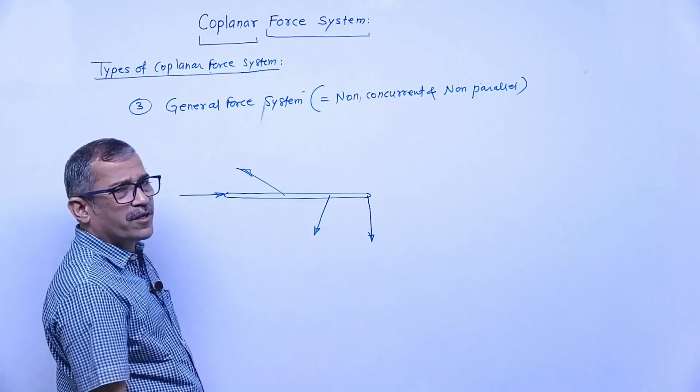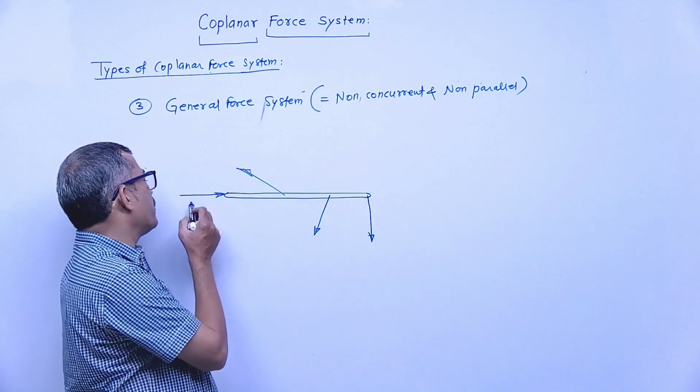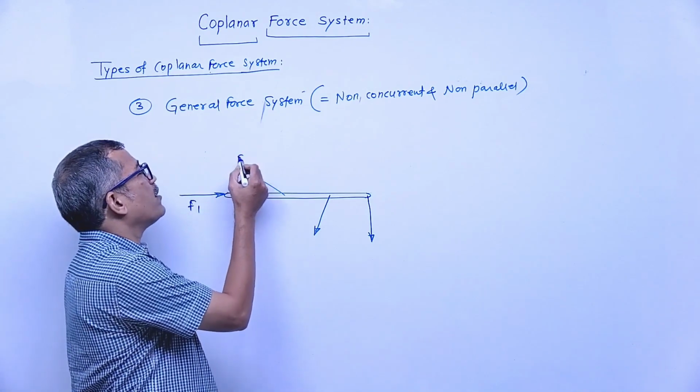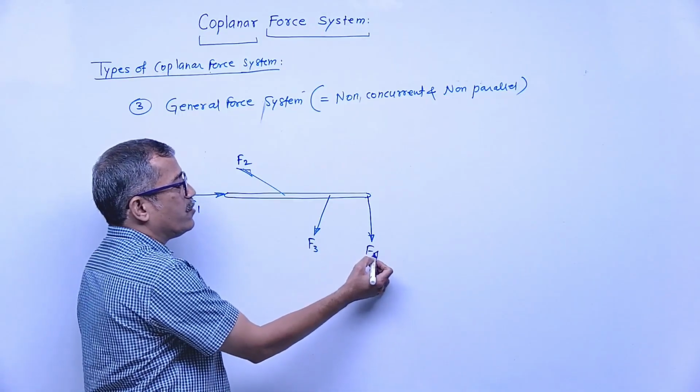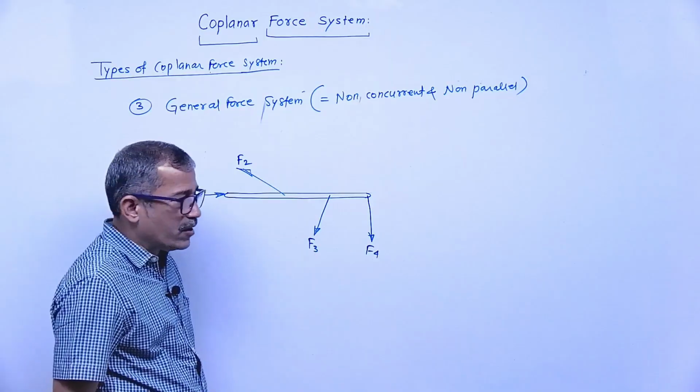Lines of action don't pass through one point. They are also not parallel to each other. Say the forces are F1, F2, F3 and F4. This is non-concurrent, non-parallel.